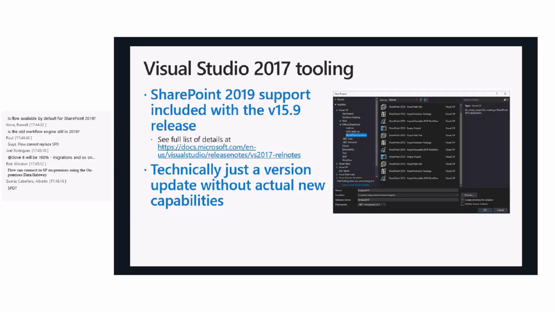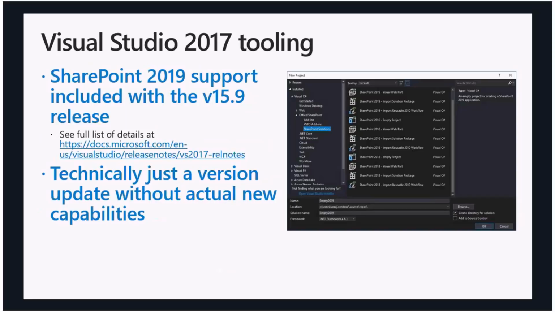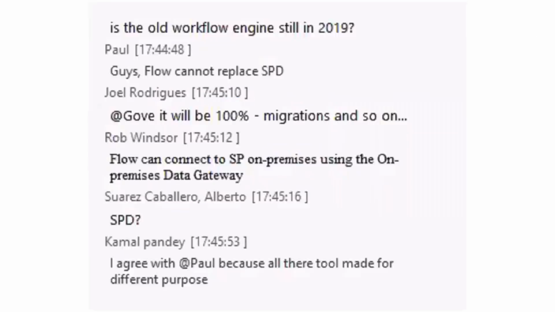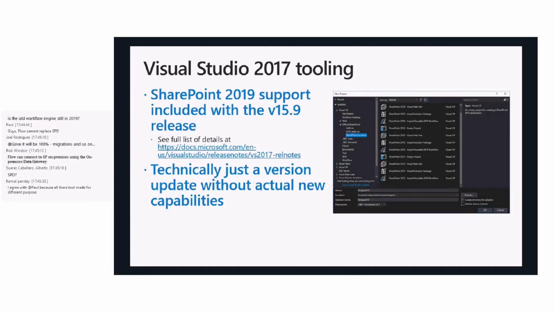Or if you want to create a clean farm solution for SharePoint 2019, you can already do that with the latest version of Visual Studio 2017 tooling. I do not think we will be releasing this upgrade for Visual Studio 2015, unless I'm completely mistaken, but it's already 2018, so it's kind of understandable as well. Technically, these tools and these templates do not really contain anything new, so it's only a version bump to support the right version behind the scenes as a SharePoint 2019 version.